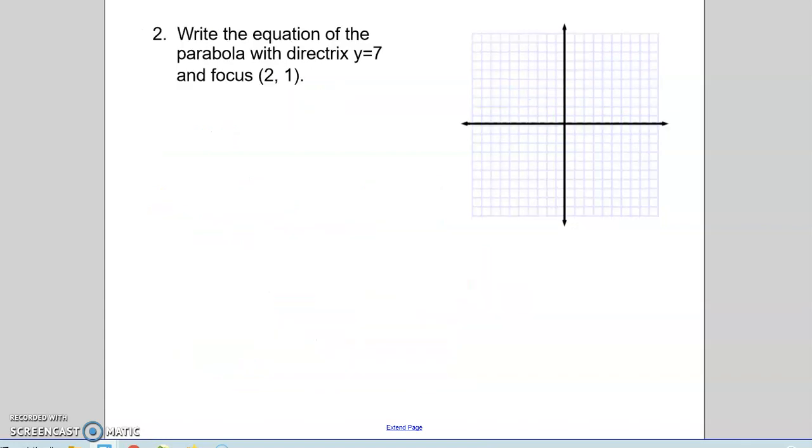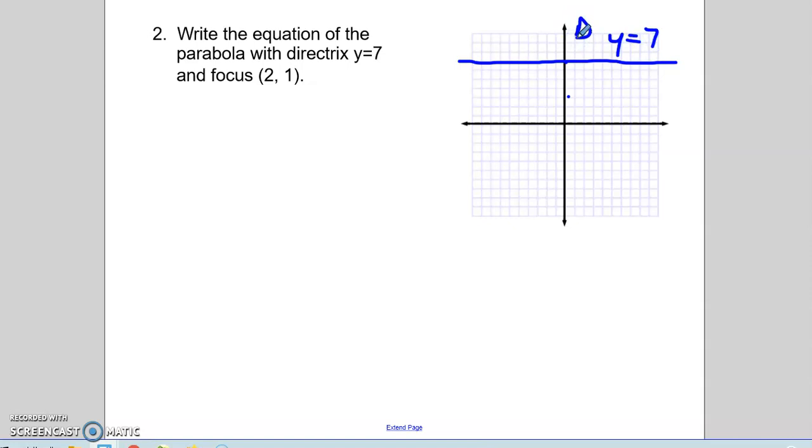Okay, let's do a couple more examples. So write the equation of a parabola with a directrix of y equals 7. Okay, so if the directrix is y equals 7, then I'm going to have a line that goes over there. That is the directrix. So y equals 7 is the directrix. I'm just going to write a d there to represent that.